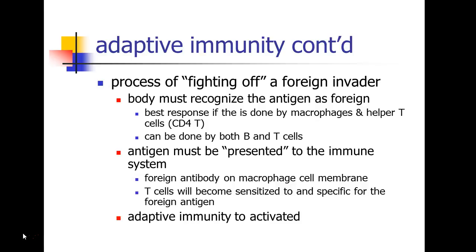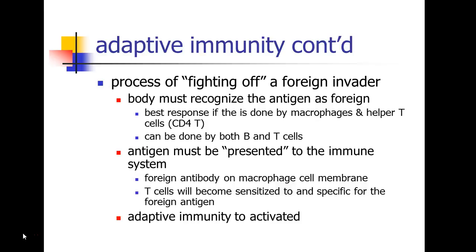Macrophages and helper T cells, the CD4 Ts, are involved, although it can be done by both B and T cells. The antigen is engulfed by a macrophage, and in doing so, obviously the cell has its own antigen, the macrophage, the cell, and then it takes the antigenic substances of whatever it engulfed and puts them on its membrane, and therefore it presents it to the helper T cells so that they begin action. And then we'll see there are two responses that can occur.